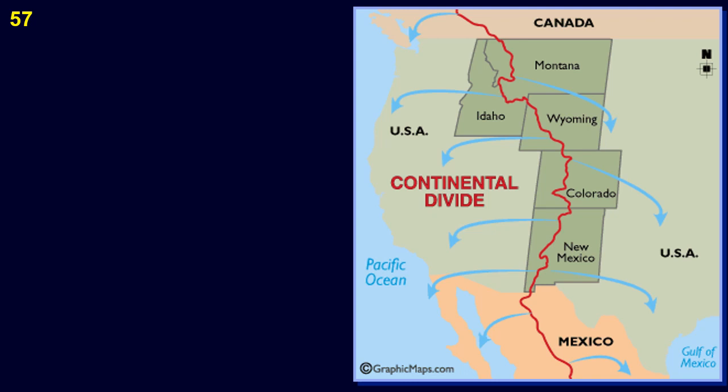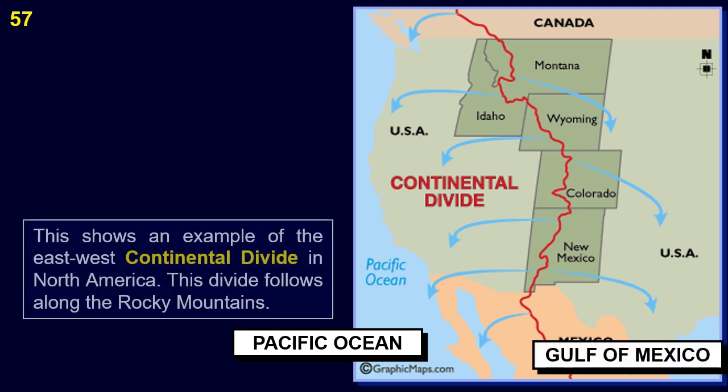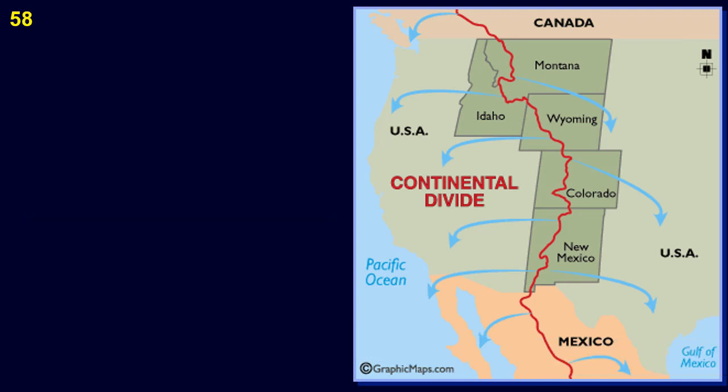This shows an example of the east-west continental divide in North America. This divide follows along the Rocky Mountains. Rivers to the west, such as the Columbia and Colorado, flow into the Pacific Ocean. Rivers to the east of the divide, such as the Mississippi, flow into the Gulf of Mexico.